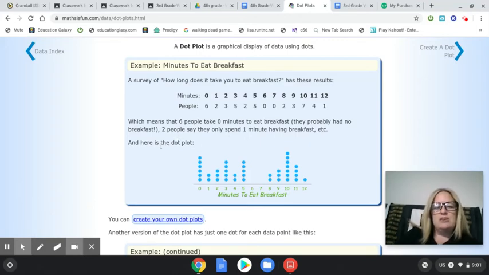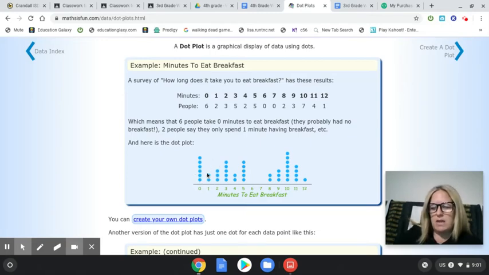So here's the dot plot, down here. I think the reason it's so confusing is because we have to figure out what these numbers at the bottom represent, and there's always going to be an explanation right here. There's always going to be a label. Your numbers are labeled: minutes to eat breakfast. So this is 0 minutes, 1 minute, 2 minutes, 3 minutes. And then we have to make sure we really understand what the dots represent. So what do they represent?